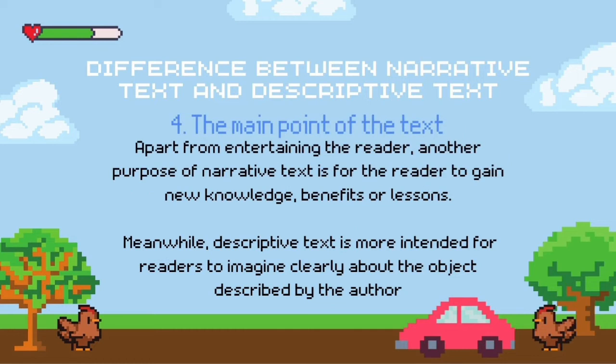The fourth one is the main point of the text. Apart from entertaining the reader, another purpose of narrative text is for the reader to gain new knowledge, benefits, or lessons. Meanwhile, descriptive text is more intended for readers to imagine clearly about the object described by the author.